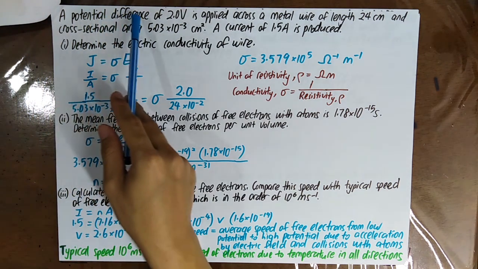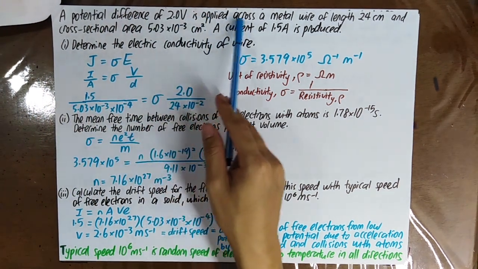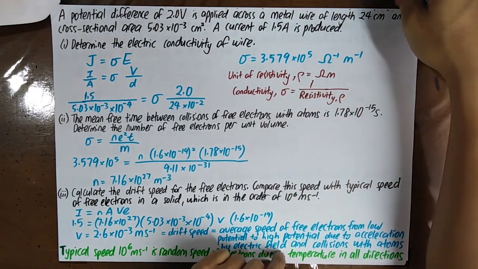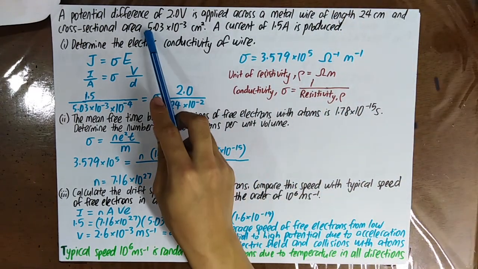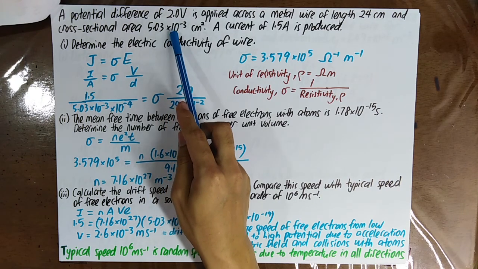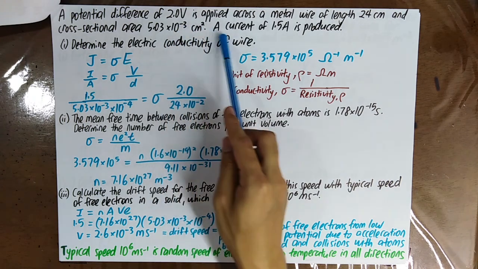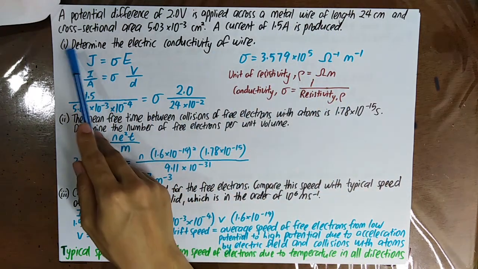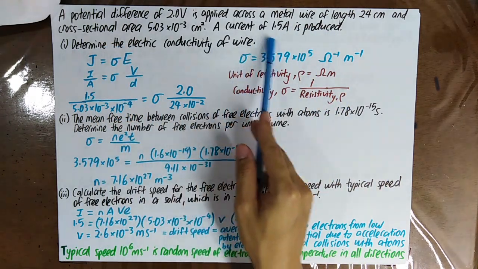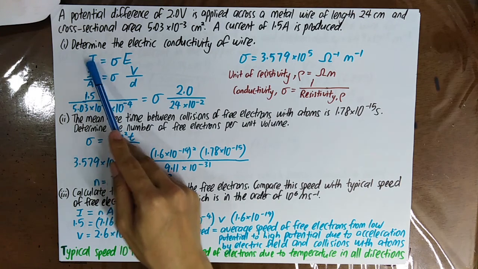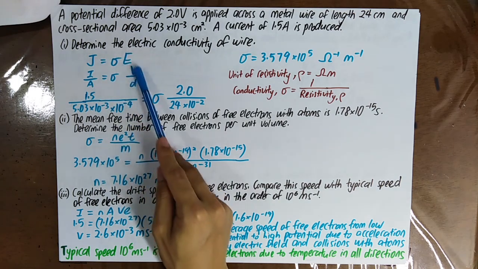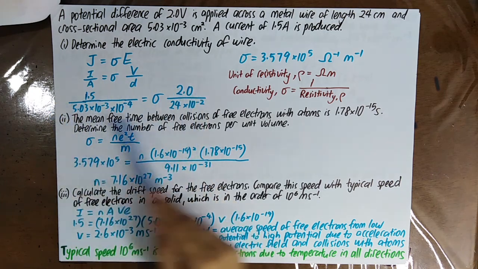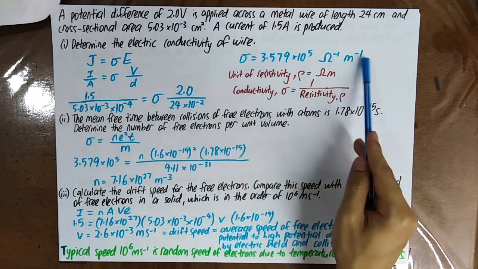A potential difference of 2 volts is applied across a metal wire of length 24 cm and cross-sectional area of 5.03 × 10⁻³ cm². A current of 1.5 ampere is produced. Please determine the electric conductivity of the wire. J = σE, and then E = V/d, J = I/A. And then from this expression, you can find the conductivity.